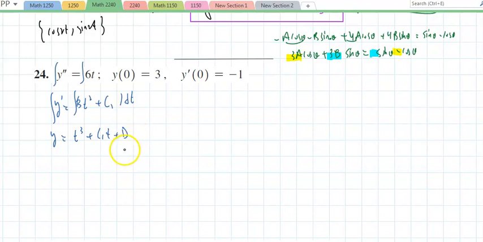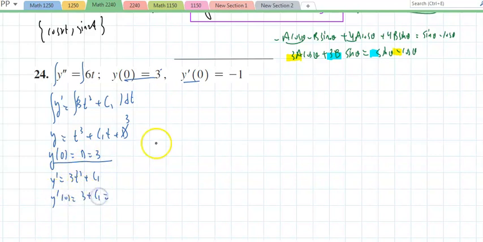I could use initial conditions and say y of 0 is d, and that is a 3. I got this to be 3. Y prime is 3t squared plus c1, and y prime of 0 would be c1, and that equals a negative 1. So c1 is negative 1, and I could say out of this y equals... what was it?